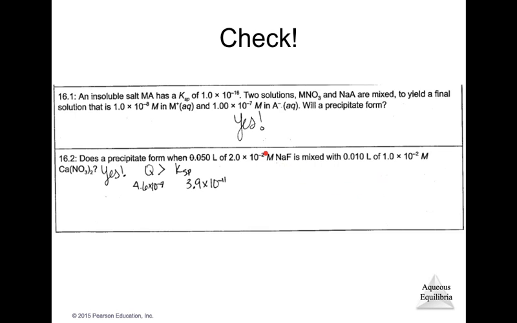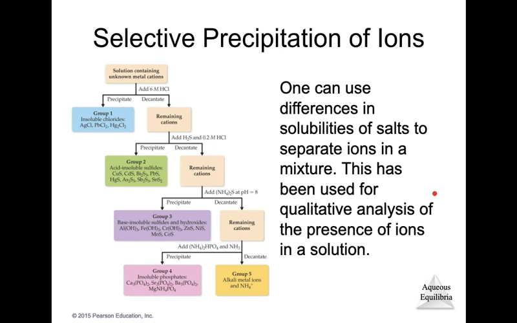All right. So if you did this correctly, you should have found that 16.1, yes. 16.2, yes. And again, it's because the Q is going to be greater than the KSP, okay? All right, so we're on to the last practice that you guys have to do for practice 17. And this is a little complex.